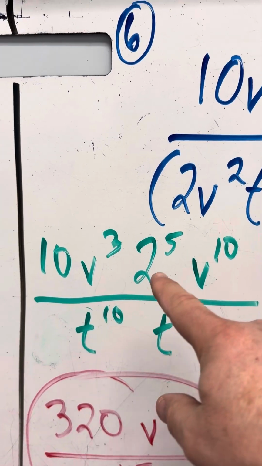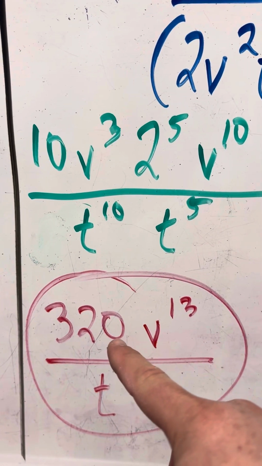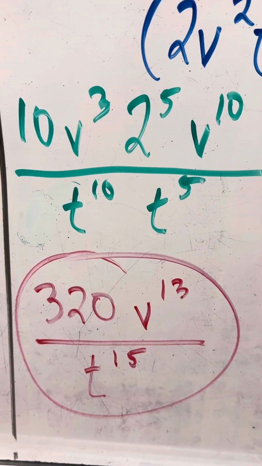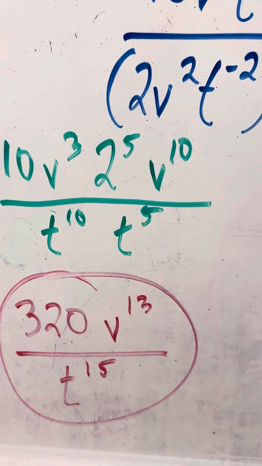Okay. 2 to the 5th power is 32. 32 times 10 is 320. v to the 3rd times v to the 10th is v to the 13th. t to the 10 times t to the 5th is t to the 15th.